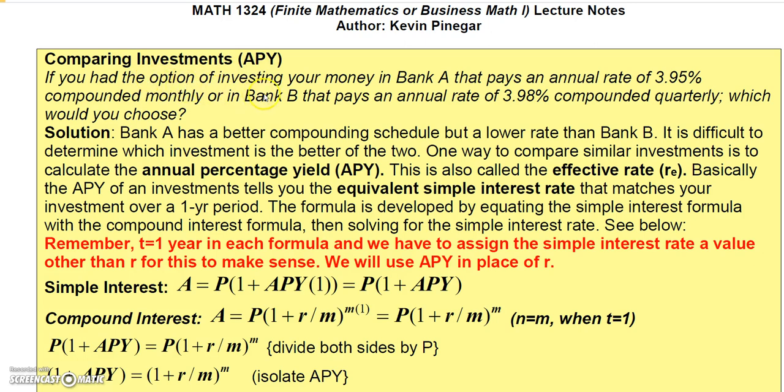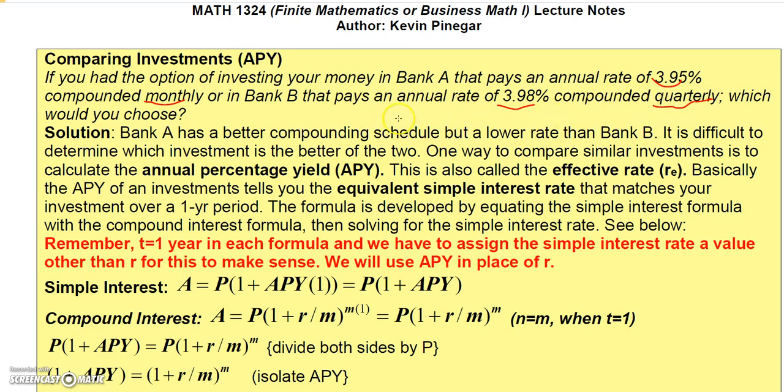So for instance, if you had the option of investing your money in Bank A that pays an annual rate of 3.95% but compounded monthly, or Bank B that pays an annual rate of 3.98% but compounds quarterly, which would be better? Well, if you just look at these, try to compare them apples to apples, obviously the 3.98 is better than the 3.95 that you have up here. But in Bank A, you've got monthly compounding right here, whereas in Bank B, you have quarterly compounding.